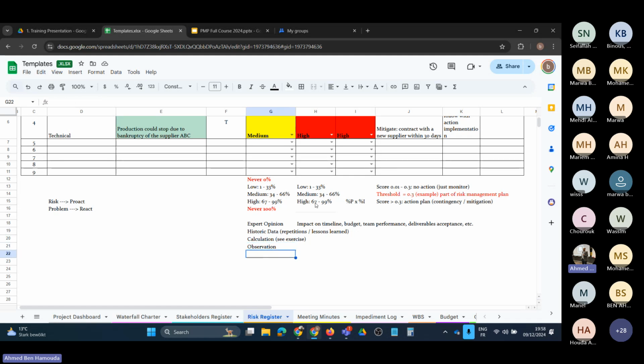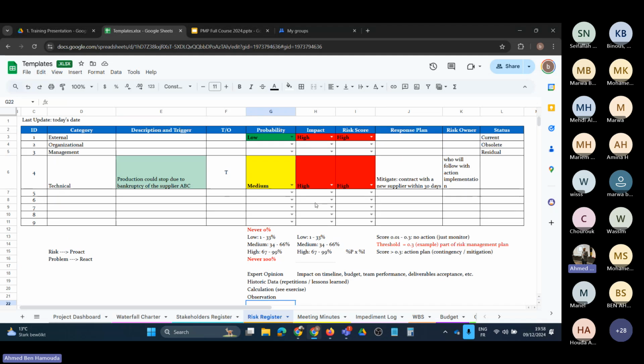For the impact, again, let's say we have defined three levels. Low, where the impact is from 1 to 33%. Now, you might be wondering, how can we use percentage in impact? What percentage are we talking about? Well, it could be an impact on timeline, on budget, on deliverables acceptance, on team performance. It's not quite usual, but in our projects we could translate the impact into percentage, like impact on timeline, on budget, team performance, etc.